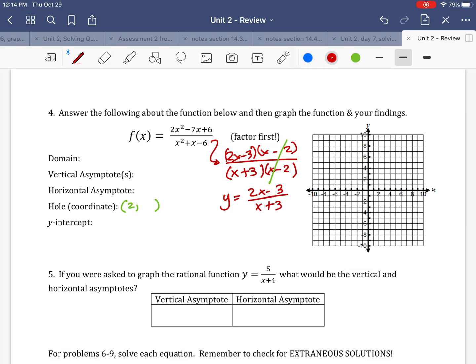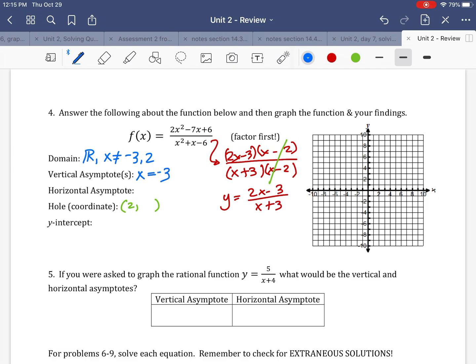So before we go too far, let's do the domain. The domain is all real numbers, where x can never be, well, you don't want x's that make the denominator 0. So I don't want -3 and positive 2. All right, the vertical asymptote is the x plus 3 being left over, so the vertical asymptote would be x equals -3.